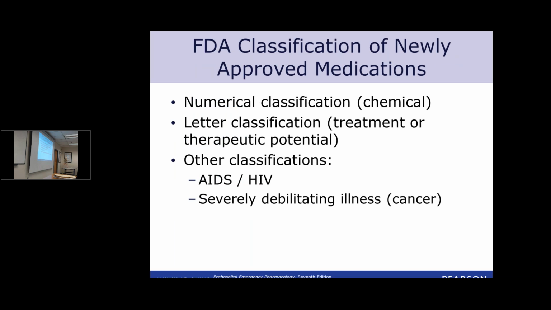All right. So every drug that's out there, doesn't matter if it's over the counter, doesn't matter if it's by prescription, they all have what's called a numerical classification. It is part of the chemical. It's also part of a treatment. So all of our drugs out there have both of these along the way. You don't need to remember this per se, but other classifications might be for somebody that's receiving HIV drugs or has a severely debilitating illness such as cancer. It's a specific number for that drug.